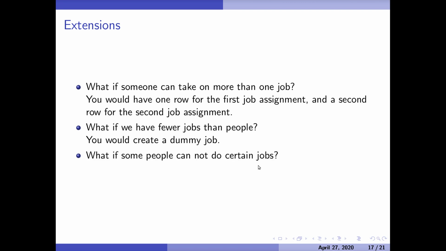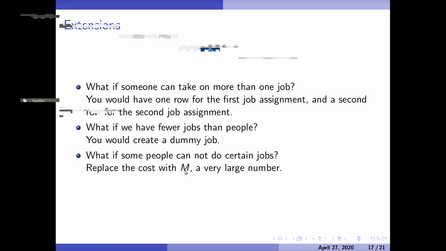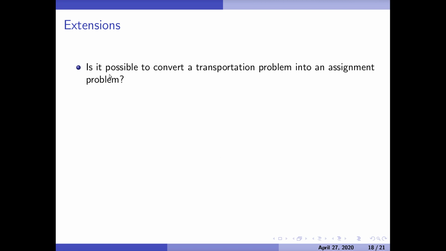Okay, so what happens if some people cannot do certain jobs? Is there a way to assign costs for those? Sure, replace the cost with M, a very large number. When you're doing this on a computer, you would have to actually have a very large number in mind, but it kind of depends on the scale of the problem. But for us, if we're doing things by hand, we can just replace the cost by M, a very large number.